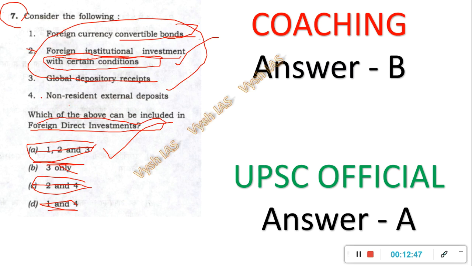And this one is just an NRE account, where a non-resident person is putting his money here, and then the bank can take it and use it as a loan, or maybe he can still take it back. So it is not an FDI, it's simply a deposit account for NREs, non-resident people. So 4 cannot be there in the answer. Answer is 1, 2, 3.